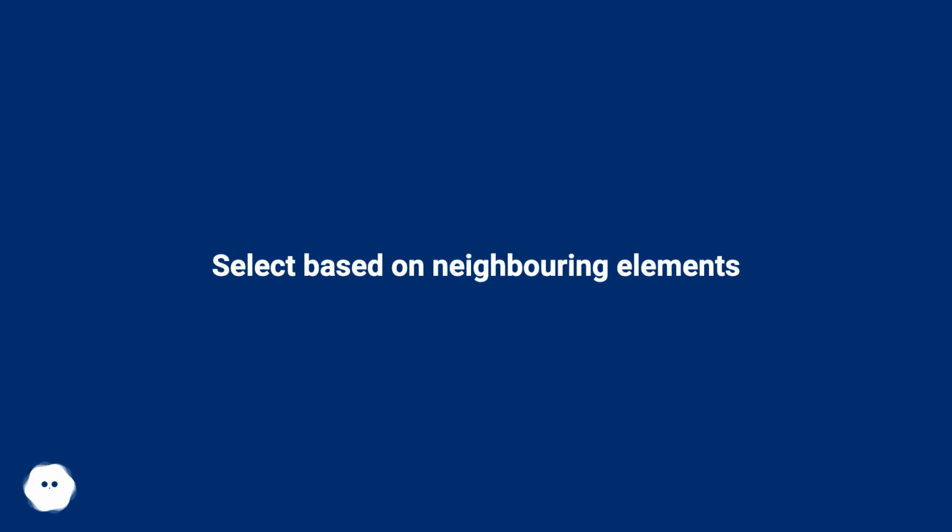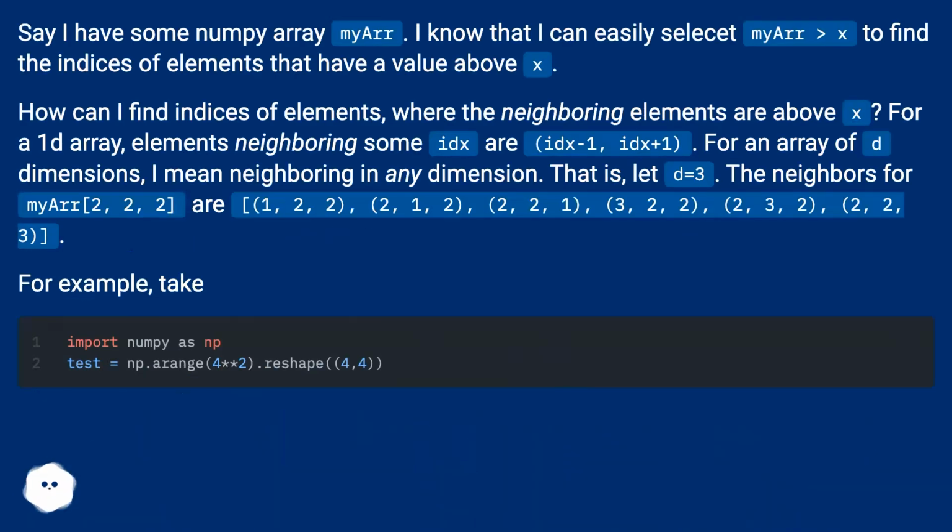Select based on neighboring elements. Say I have some numpy array A. I know that I can easily set A greater than x to find the indices of elements that have a value above x. How can I find indices of elements where the neighboring elements are above x?